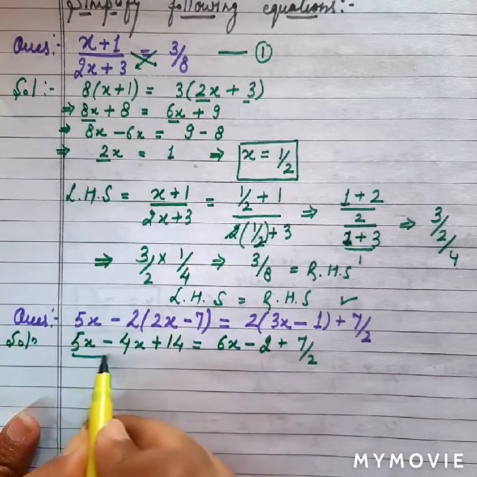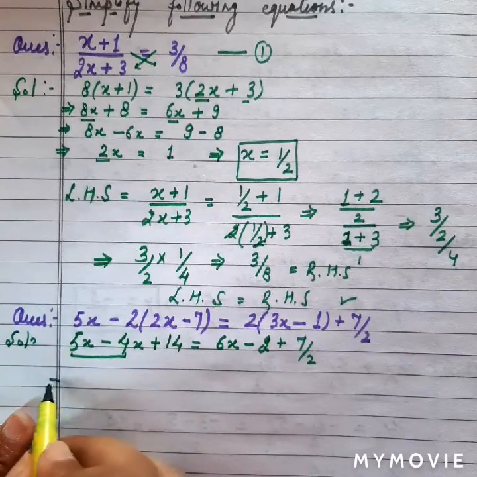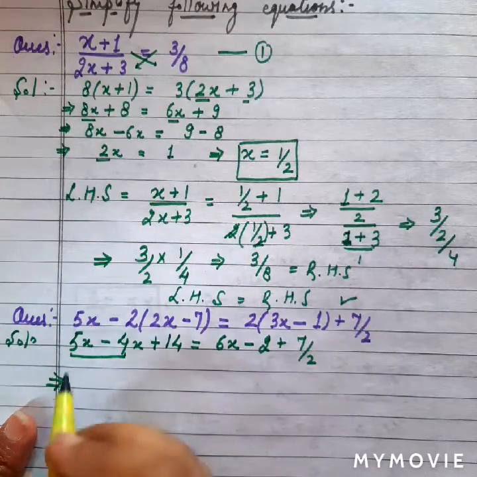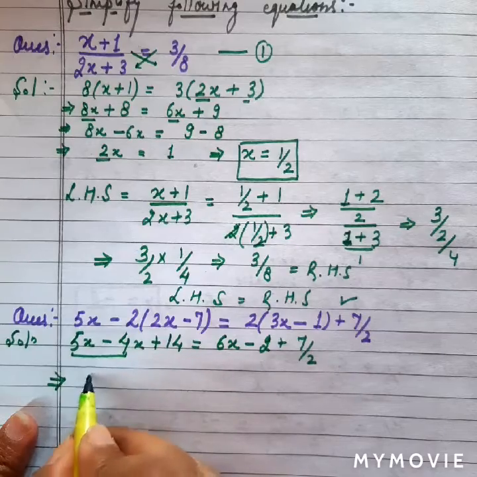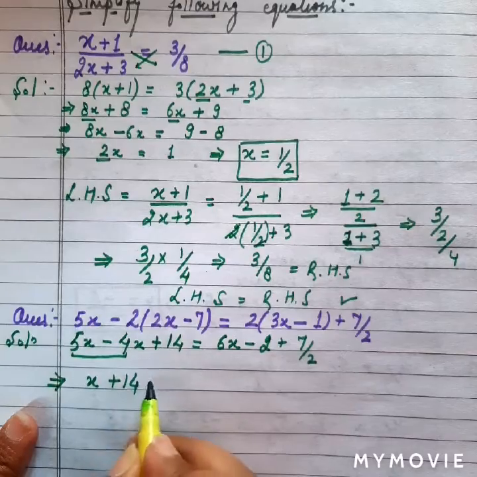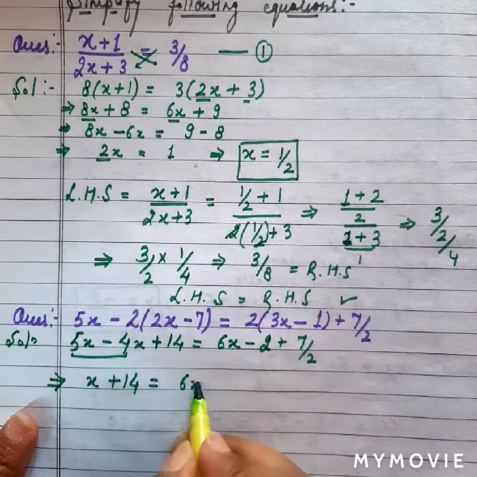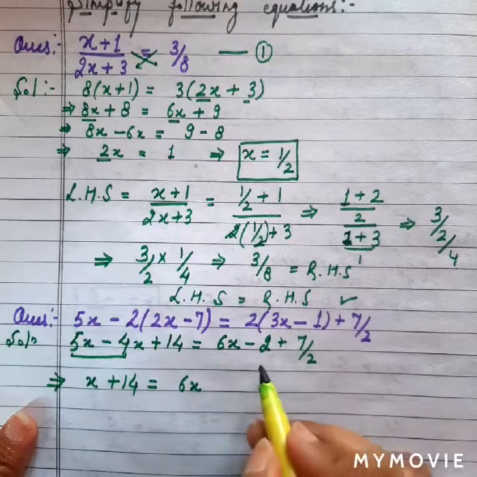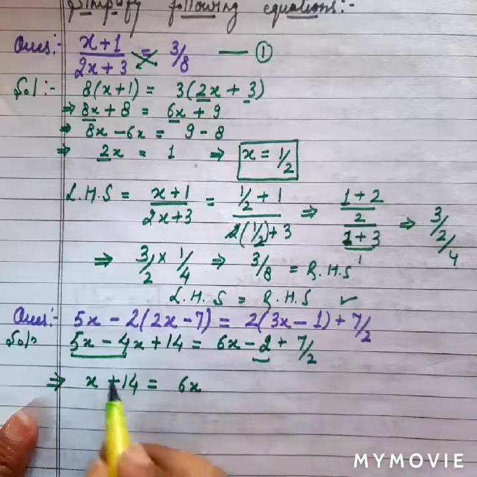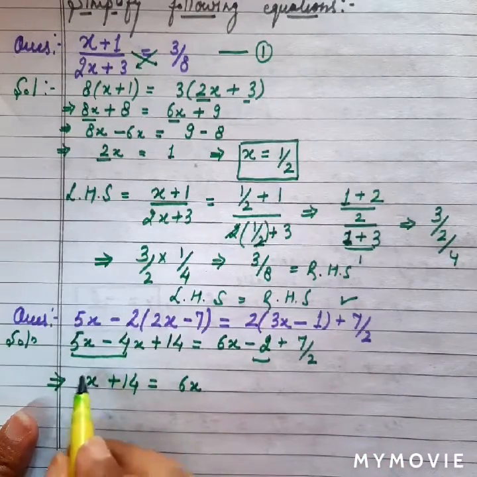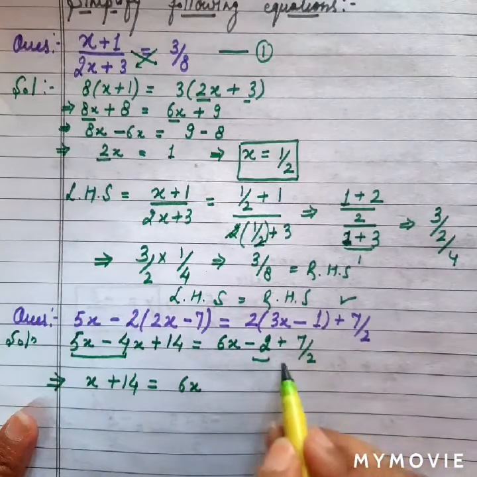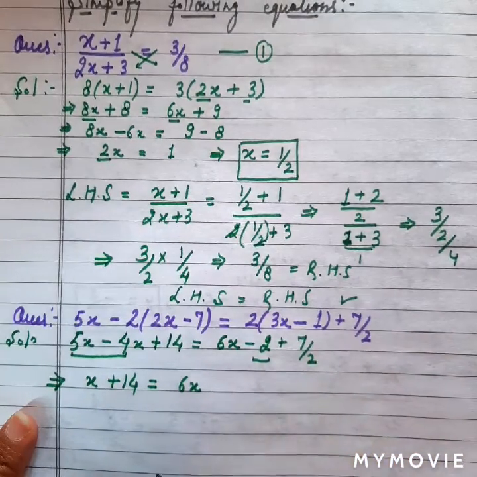Now we already know that the terms with the variables we can operate, or we can just subtract or add them. 5x minus 4x will give us the value 1x. I'm writing simply x plus 14 is equal to 6x. And can we solve these equations also? Because this is the term without variable, these were the terms with variables, so we solved these two terms. Okay, in the same way these are the terms without variables, so we can solve these terms also.